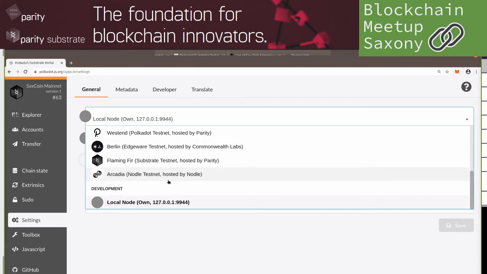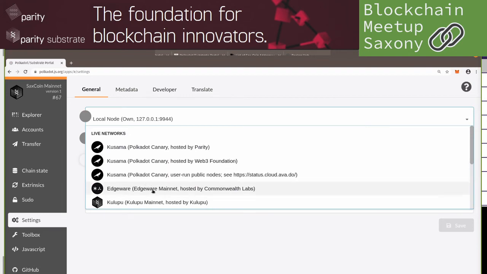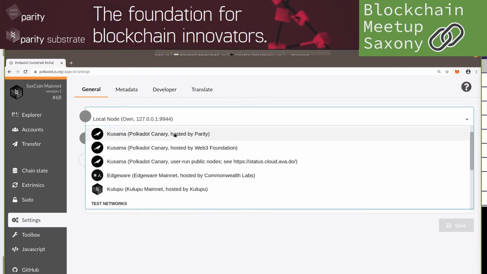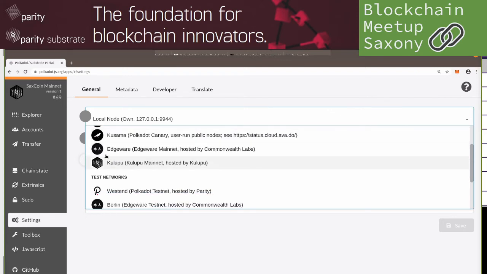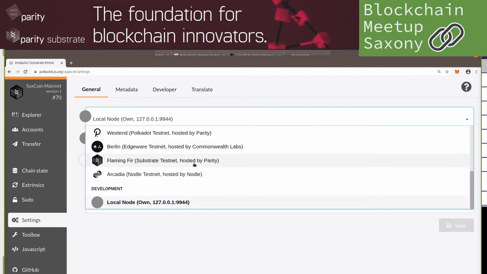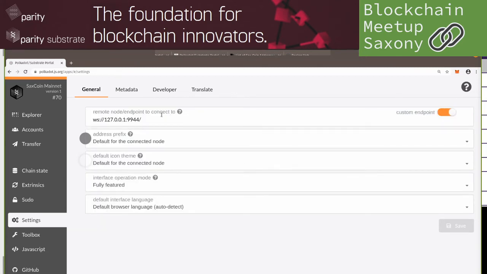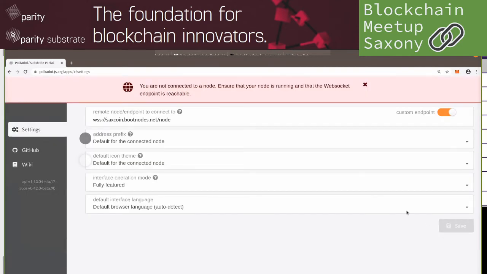But while we're here, I'm choosing what node I want to connect to. Here's a bunch of examples of nodes that are in the real world built on Substrate. Kusama, that's the famous Canary network that's a lot like Polkadot. Edgeware is a smart contracts one that I mentioned earlier, and so on. This is a Polkadot testnet. Anyway, I'm going to tell it I want to connect to my own custom one here, and it was at WSS, a secure WebSocket, at saxcoin.bootnodes.net/node. I'm pretty sure. So let me save and reload.